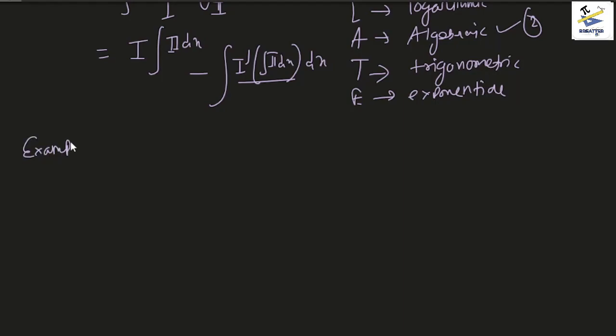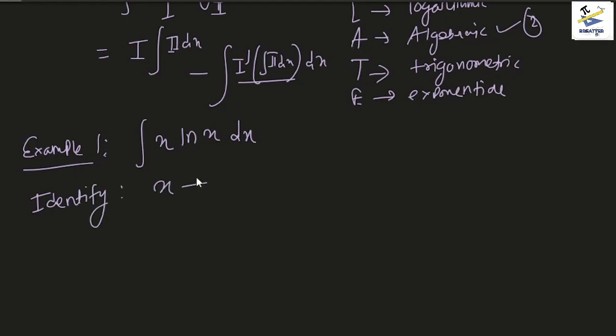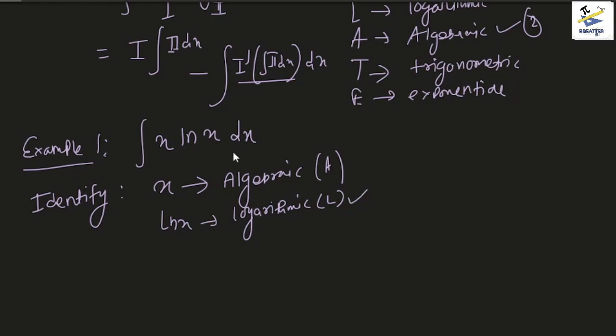Example 1. Let us find out the integral of x log x dx. Okay. So identify: x is an algebraic function, right? ln x is logarithmic. So which one is more up the list? Obviously L, right? So L should be treated as the first function and x should be treated as the second function.